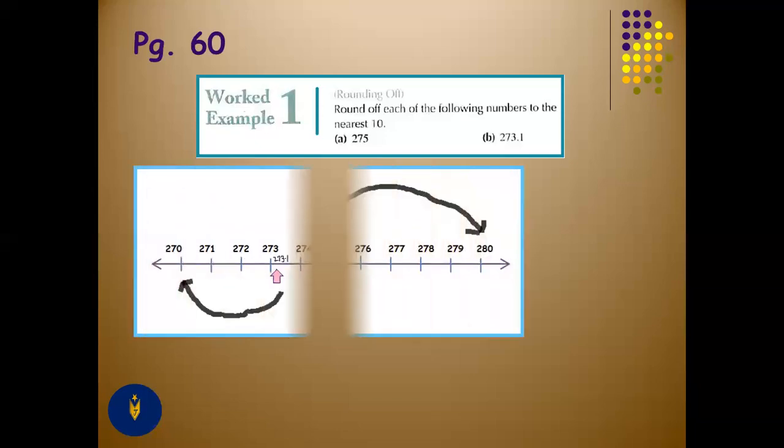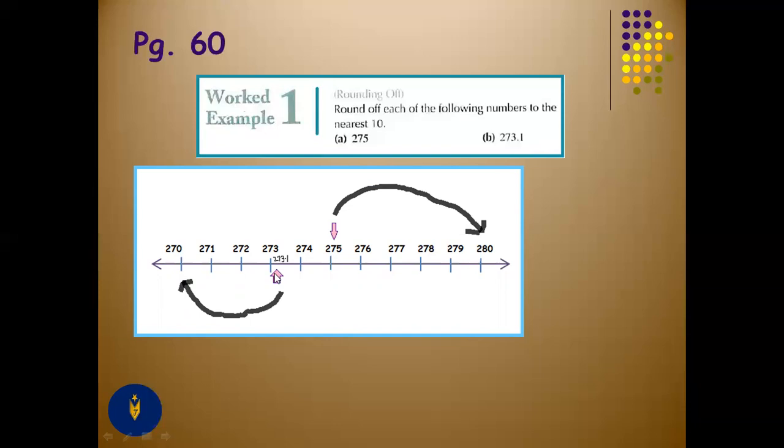So here I have used a number line with a space of 1 digit. Okay, 270, 271, 272, 273, 274, 275, 276, 277, 278, 279, 280. Okay, 275, where it is, this pink arrow is showing that it's 275, 273.1, just nearest to 273, then 273.1.